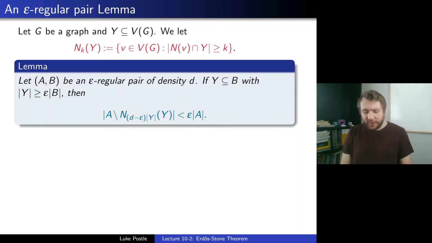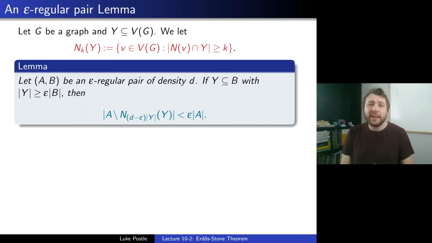So basically, if you take any large subset of B, randomly, since you have density d, you'd expect around d|Y| neighbors, but things aren't perfect, so maybe (d-epsilon)|Y| is within kind of the tolerance for epsilon regularity, but really anything smaller than that, anything with fewer neighbors is unlikely. So there'd only be a few vertices, at most epsilon|A|, that really have too few neighbors in this Y.